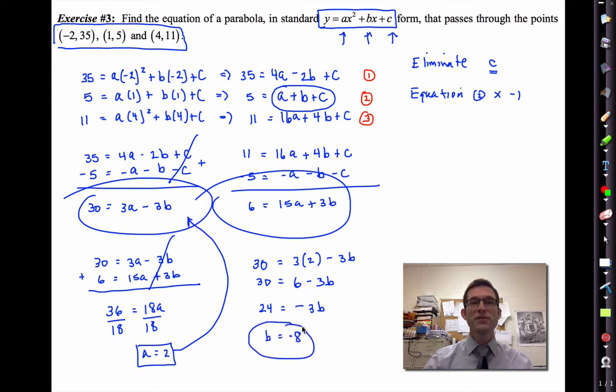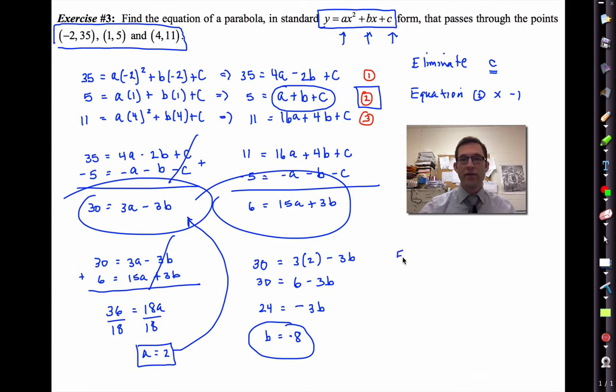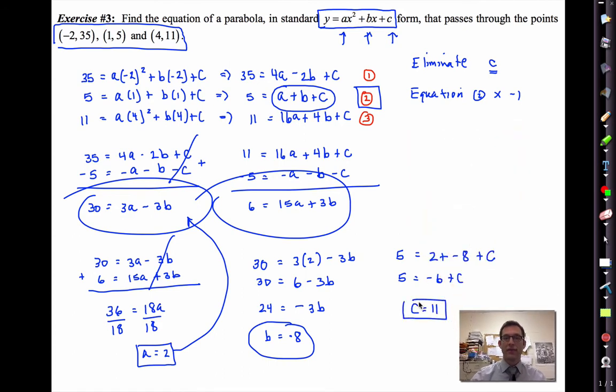And now all we have to do is figure out c and then write down our final equation. So I think I'll take those two and probably put them into equation 2. So I'll get 5 is equal to a plus b plus c. So 5 is equal to -6 plus c, and c is equal to 11. All right. Again, don't forget to write down the final equation. The final equation is y equals 2x squared minus 8x plus 11.